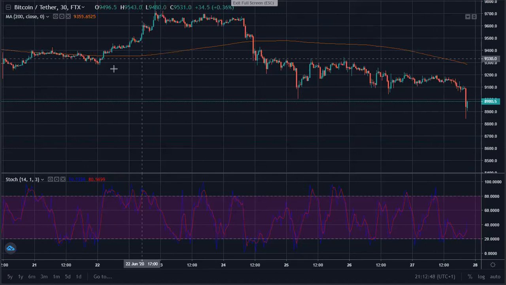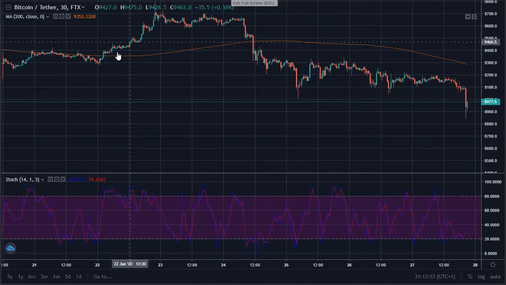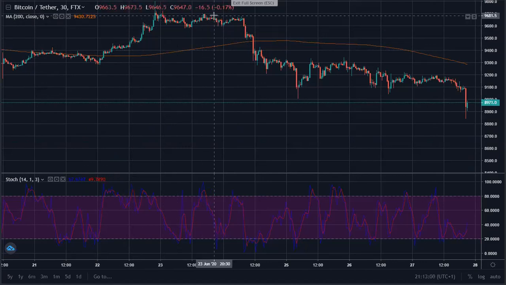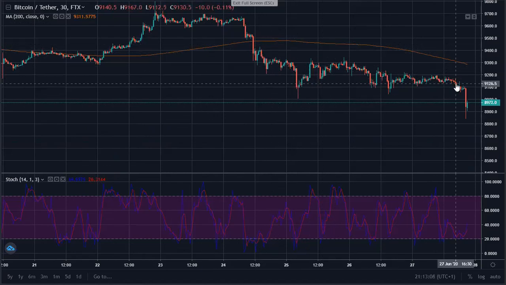So once the price is above this 200 moving average, it means that we are in a bullish market, so to say. But then if the price goes below the 200 moving average, it means we are in a bearish market.